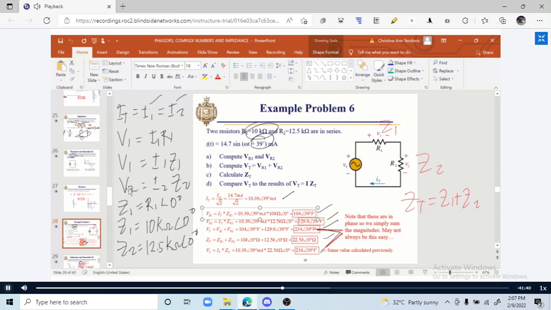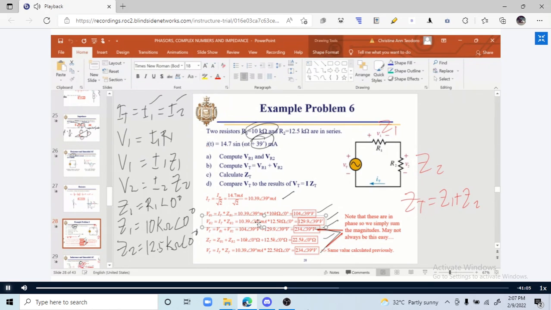Correct? So in order for you to get VR1 or V1, that is I1 multiplied by Z1. And your V2 is I2 multiplied by Z2. So your I1, which is equal to your I total, which is also equal to your I2, which is equal to 10.39 angle 39 degrees milliamps, will be multiplied by 10 kilo ohm angle 0 degree, and that would give you 104 angle 39 degrees volts.